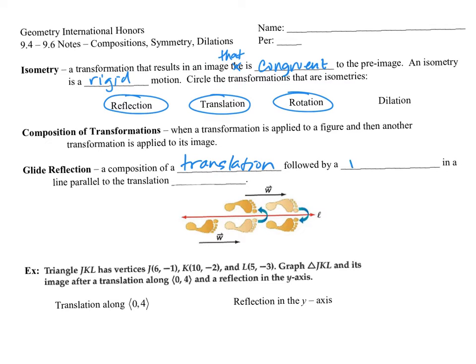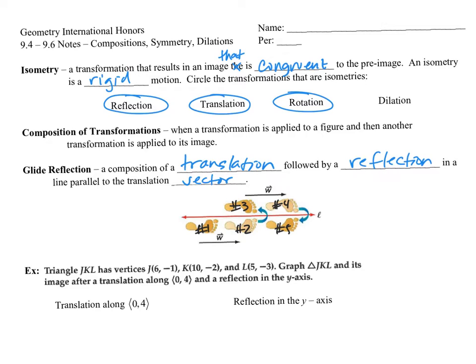followed by a reflection. Now, if there's going to be a reflection, there's going to be a line of reflection. So a reflection in a line that's parallel to the translation vector. So I like this example here. Let's take a look at all these images. Let's number the images. Let's call this footprint number 1. This is number 2, number 3, number 4, and number 5.